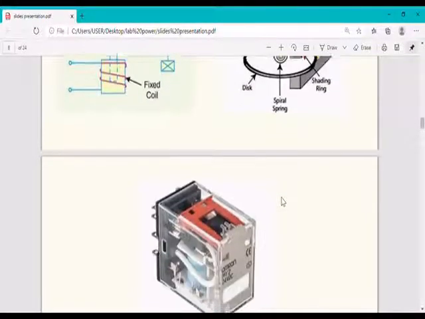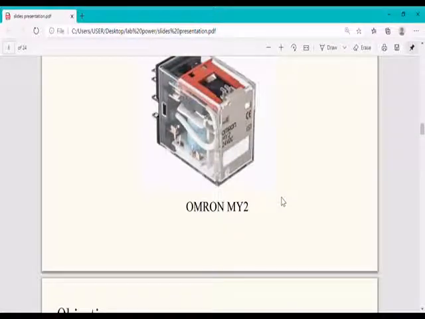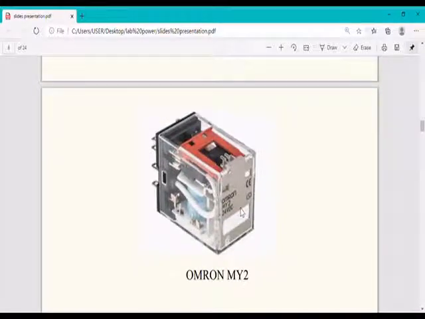For this lab, we use only the Omron MY2. This is the type of relay that we use in the lab.